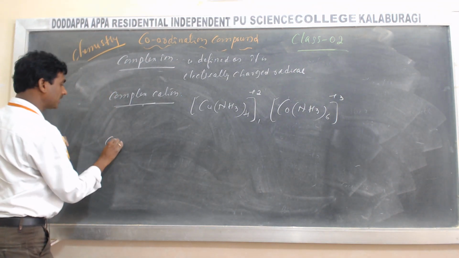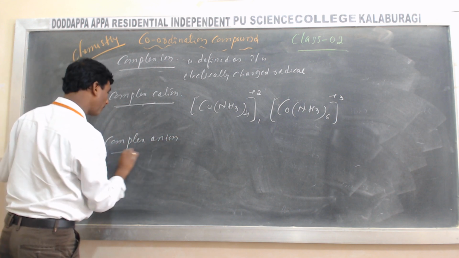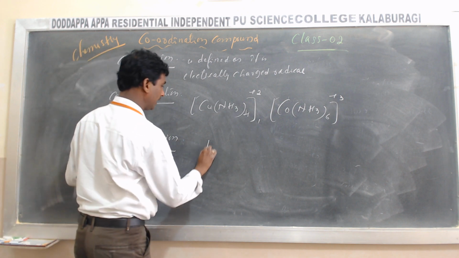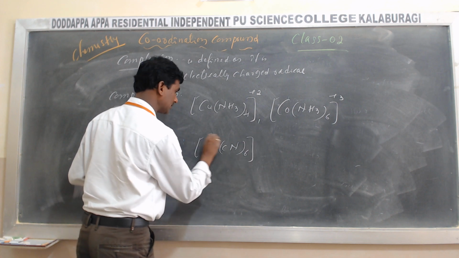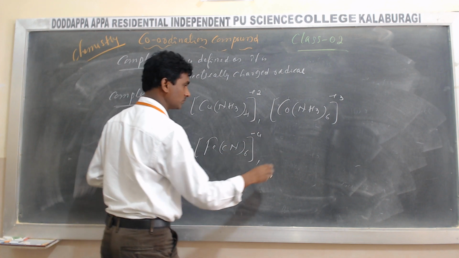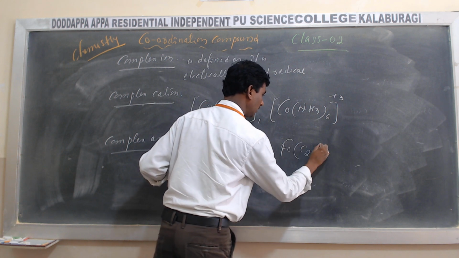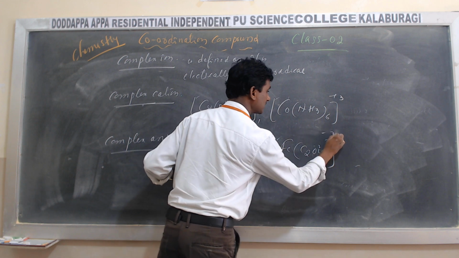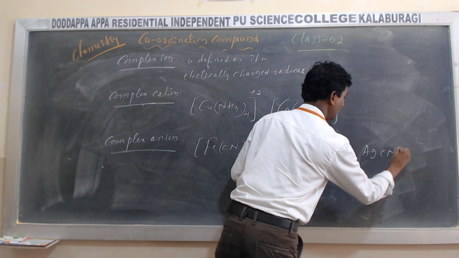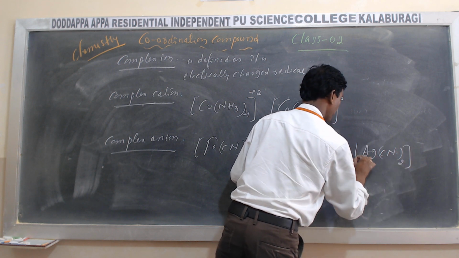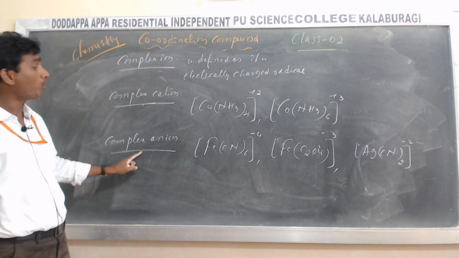Next one is complex anion. What is this complex anion? So I can write [Fe(CN)6] minus 4. And next, [Fe(C2O4)3] minus 3. Next is [Ag(CN)2] minus. This is minus 2. So these are nothing but complex anions.